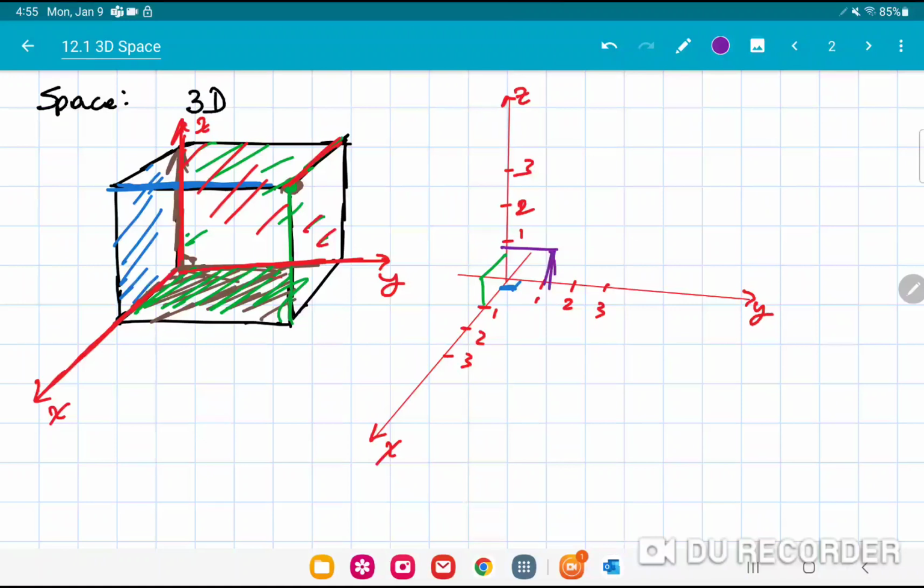The second convention is, if I wrap my hand around from the positive side of the x-axis to the positive side of the y-axis, my thumb should be pointing to the positive side of the z-axis. Okay? So let me show you what I pulled out from the book.